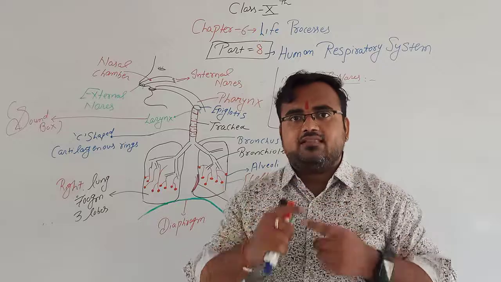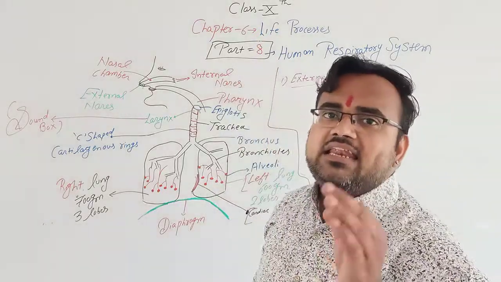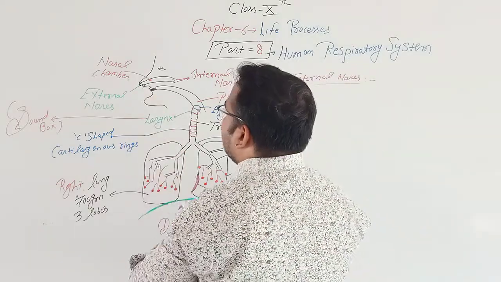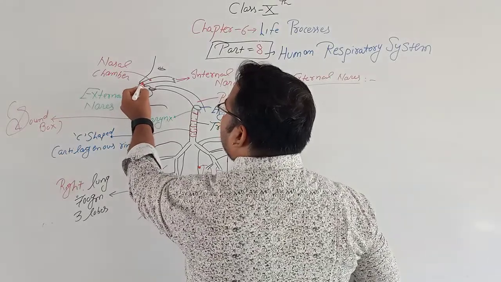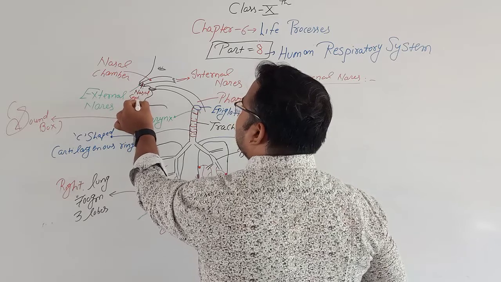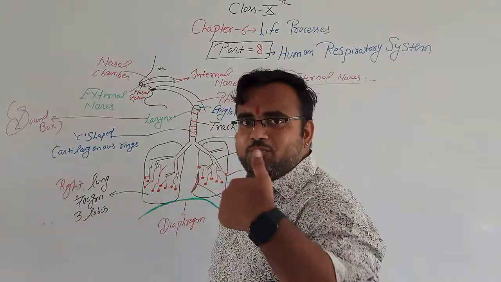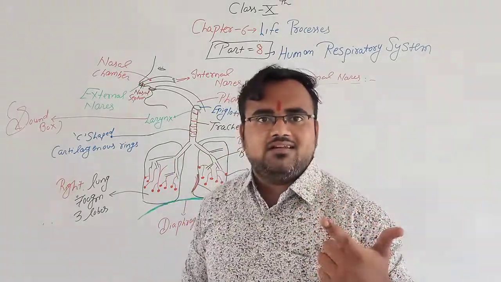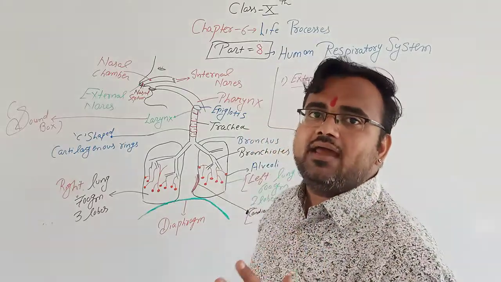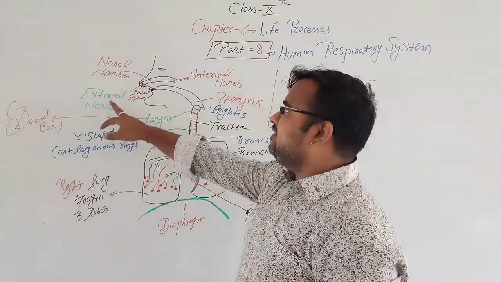These two external nares are separated by one wall. You can see the division, which is known as the nasal septum. Here, in between the two nares, there will be one septum, which is known as the nasal septum. This is the first part of the human respiratory system. Air enters through the external nares, which are two in number and separated by the nasal septum.